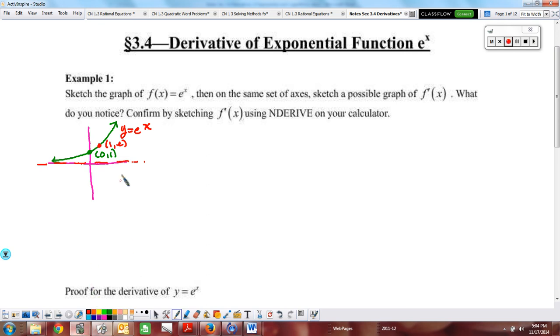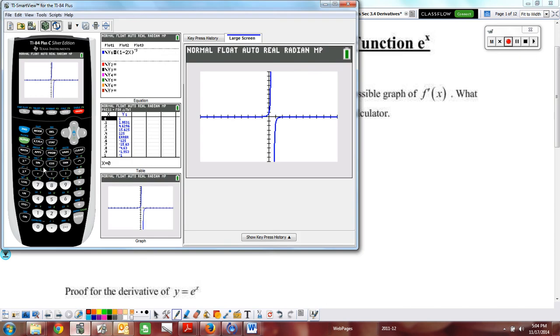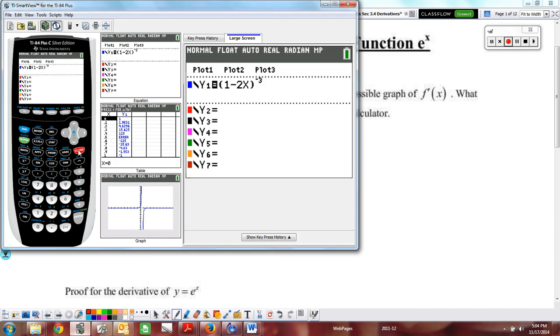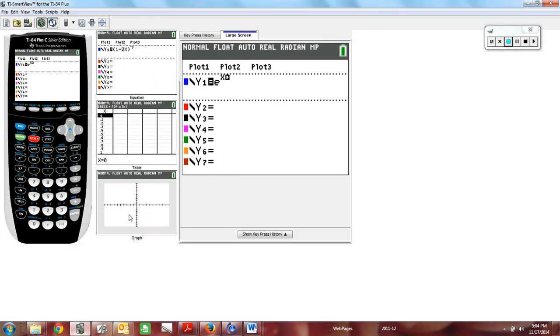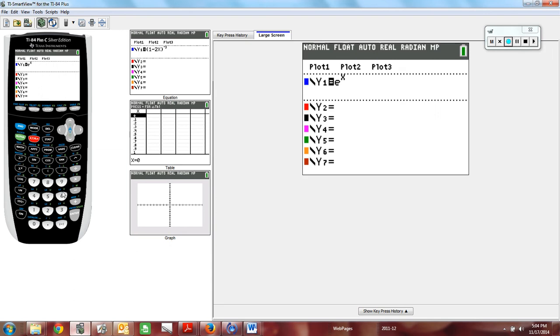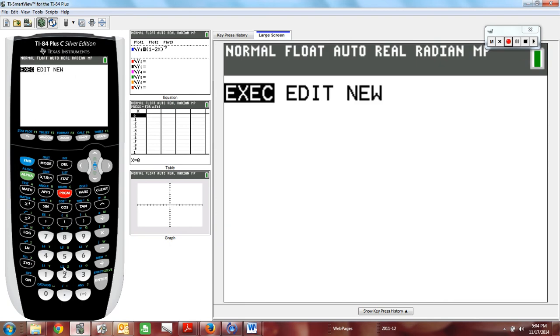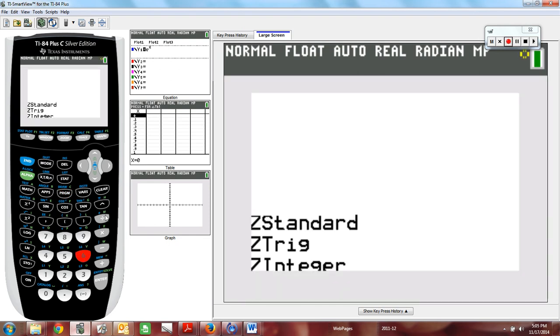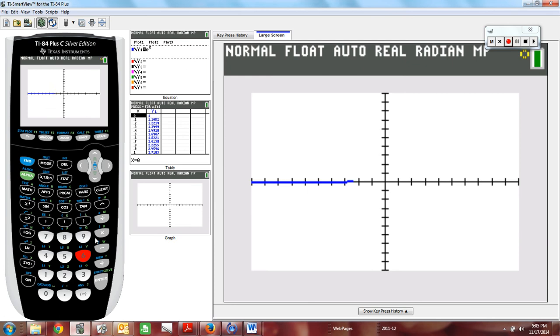So if we're going to look at the derivative just to verify that, let's take a look at e to the x. Let's clear this out and we'll just do our e to the x, and then I'm going to graph the derivative. Let's just do zoom 6 just to remind ourselves. Here's our nice exponential growth function, just as we expected.